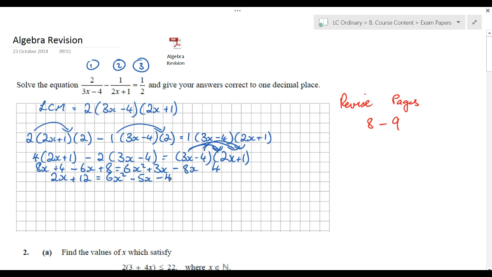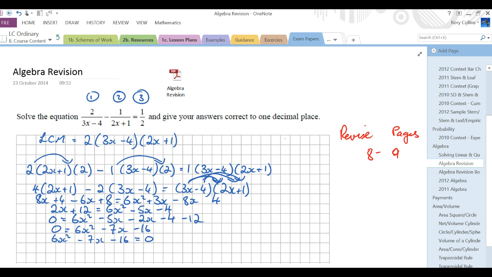Okay. I'm now going to bring what's on the left hand side over to the right hand side to give me 0 is equal to 6x squared minus 5x subtract 2x minus 4 minus 12, which gives me 0 equals 6x squared minus 7x minus 16, which is the same as 6x squared minus 7x minus 16 equals 0. Now we need to solve this quadratic equation 6x squared minus 7x minus 16 equals 0 to give the values of x that satisfy the original equation.